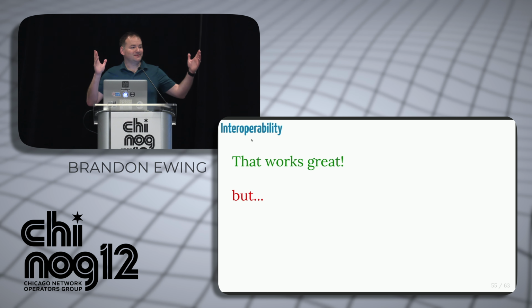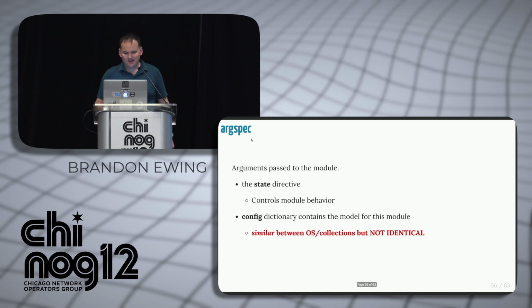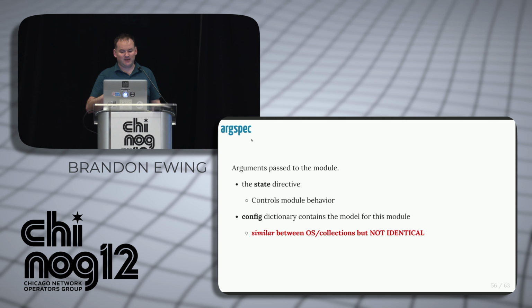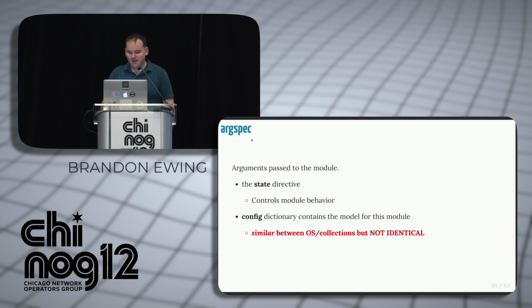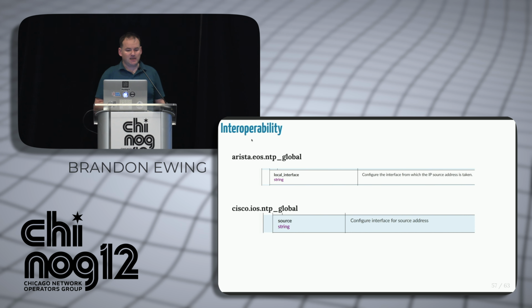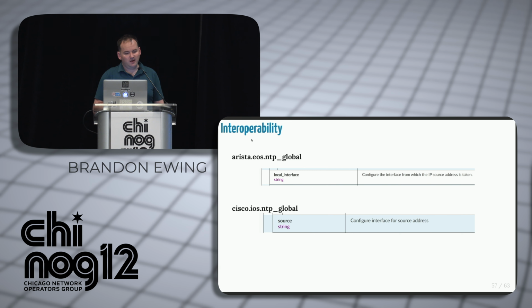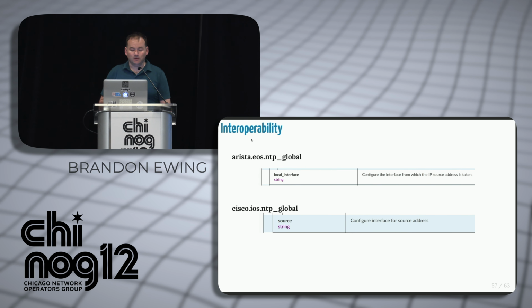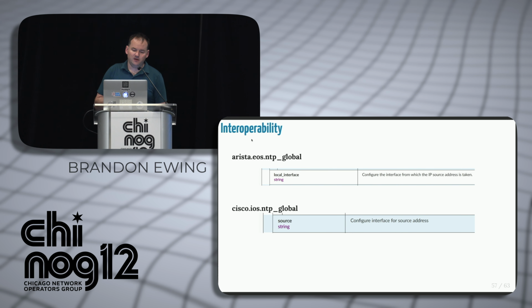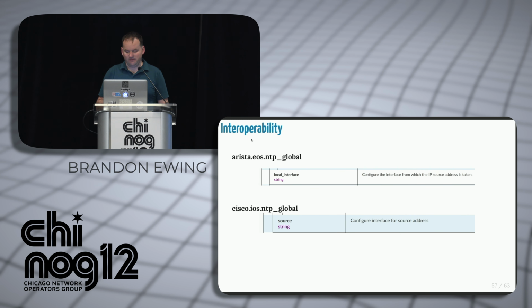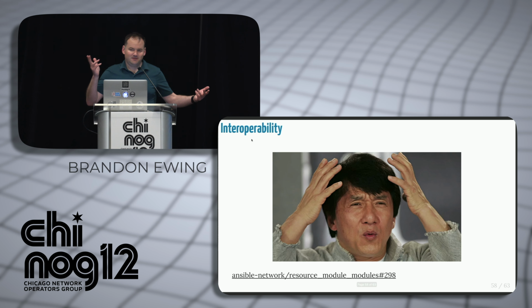That works great. But remember back when I said that it was similar between OS collections and the config modules, but not quite identical? Well, if you dig down into this specific example, if you're trying to set the source interface for your NTP configuration, and you're working on an Arista device, that's local_interface in the config. And if you're working on iOS, that's NTP_global in the config.